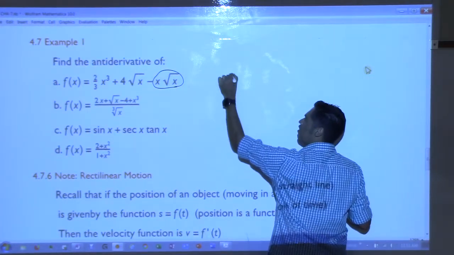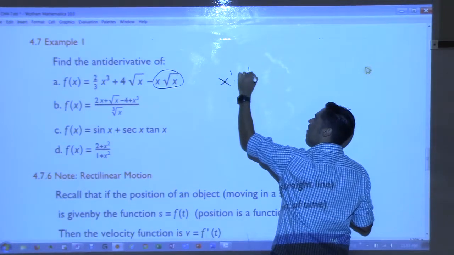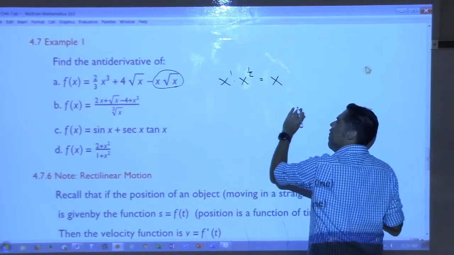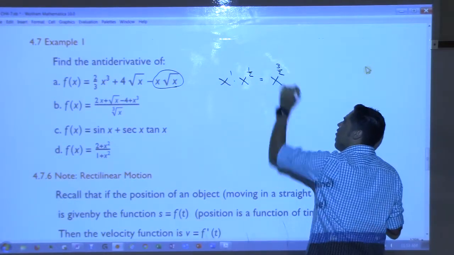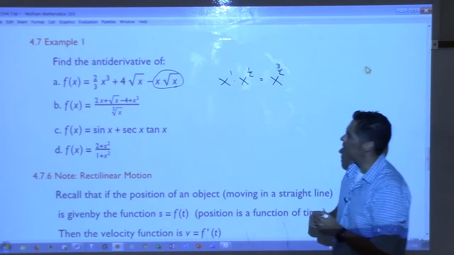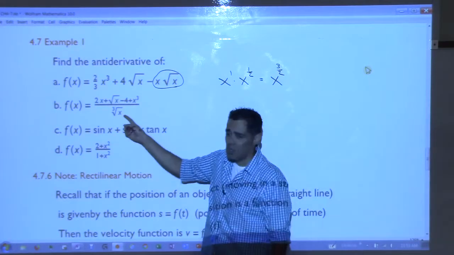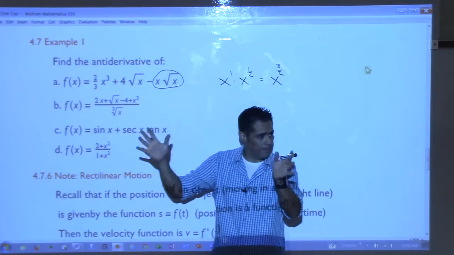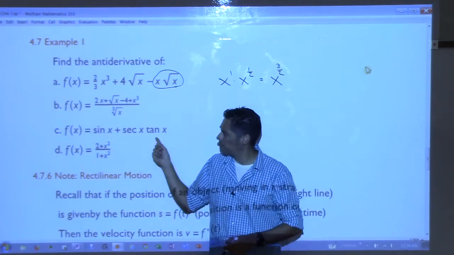Yeah, it's really x to the 1 times x to the half, which is x to the what? 3 halves. You add them together, right? So just make sure you understand that's what that would become. This one right here is very much like the one we just did, right? You'd split it up.